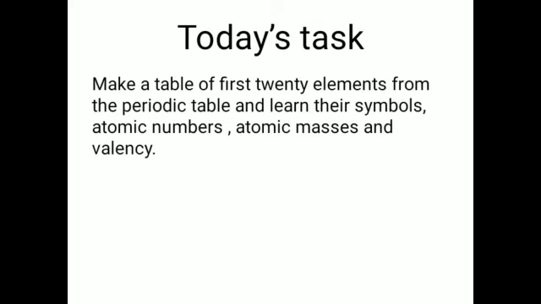Now, after this much discussion on the element, today's task is to make a table of the first 20 elements from the periodic table and learn their symbols, atomic numbers and atomic masses, and try to predict their valency also. I'm sure I have been clear enough about the topic, and if you feel any difficulty in writing the answer of today's task, you are free to ask me anytime.